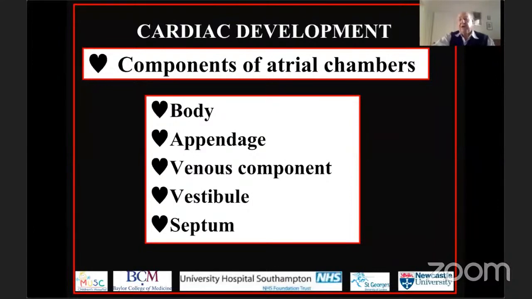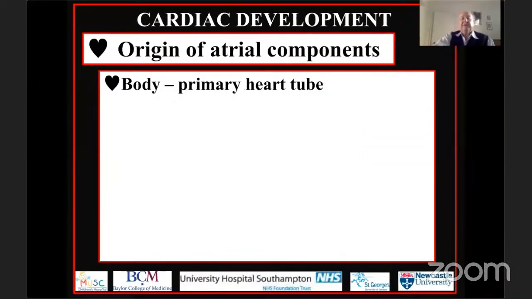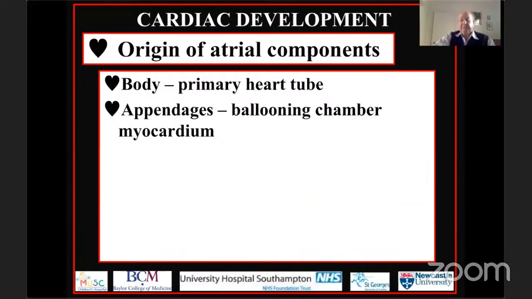We started off by looking at the components of the atrial chambers: the body, the appendage, venous component, vestibule, septum. I can now show you from where they have all materialized. The initial atrial component of the primary heart tube becomes the body. As you have seen, most of that ends up in the left atrium, a small part in the right atrium.